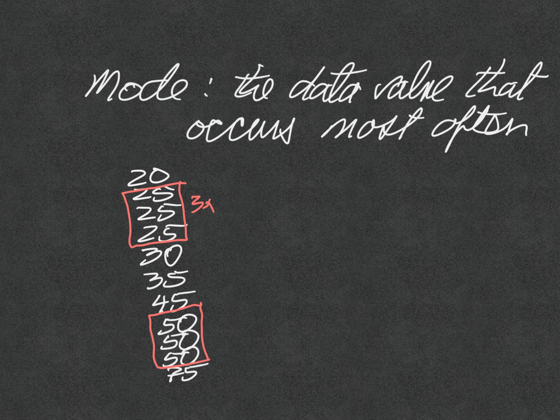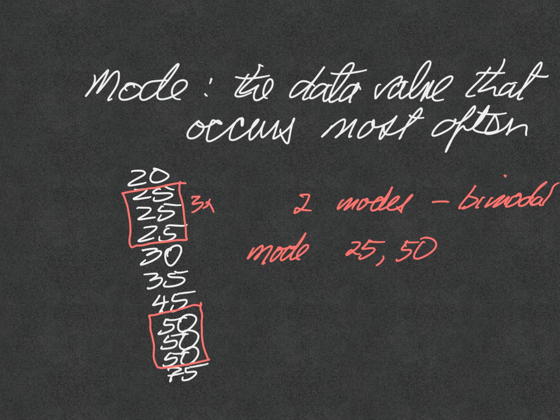So if that happens, then this would actually have 2 modes, sometimes called bimodal. And the modes are 25 and 50. And so you have to write a sentence: Modes are 25 and 50. So what this tells us is you can have more than one mode, first of all. Okay?